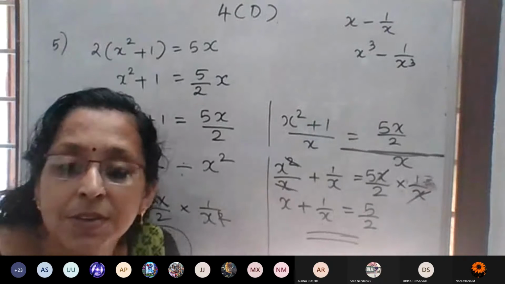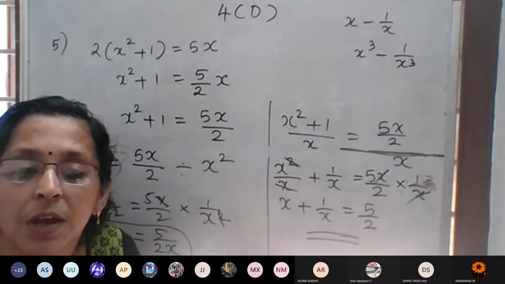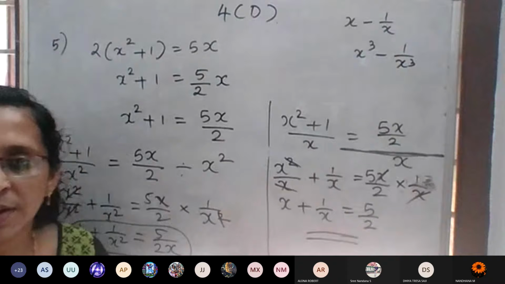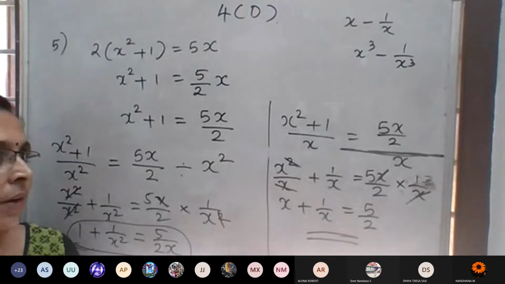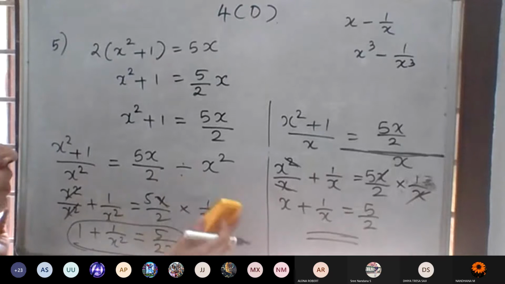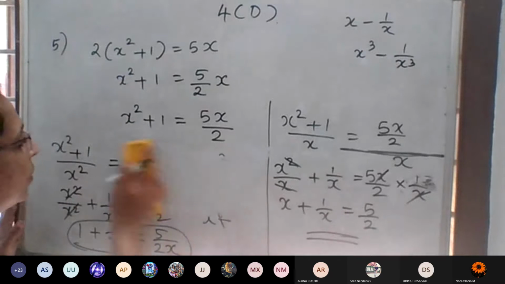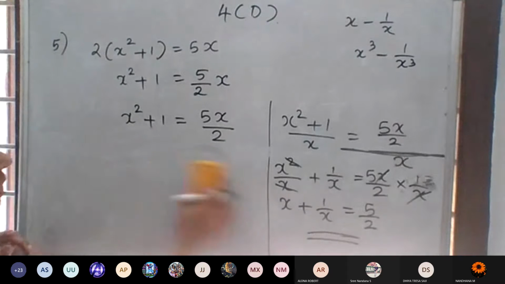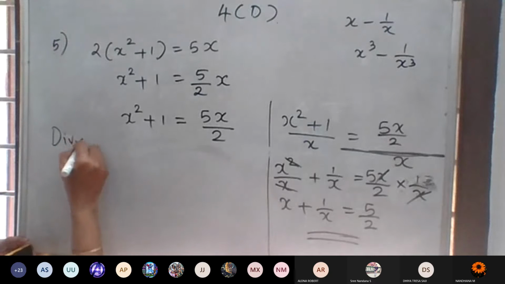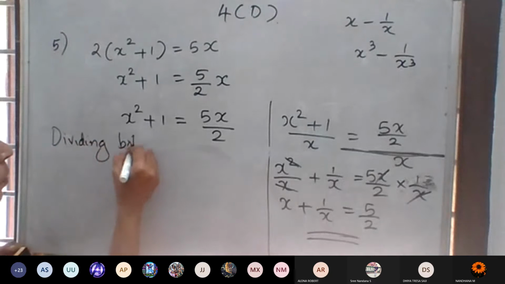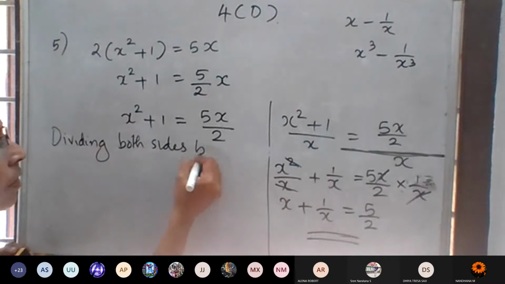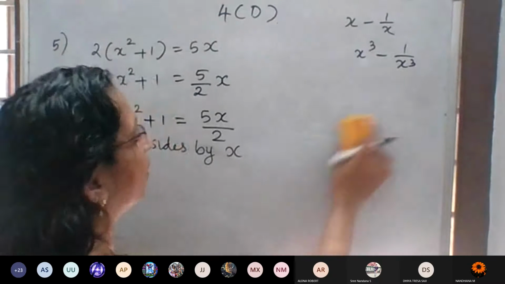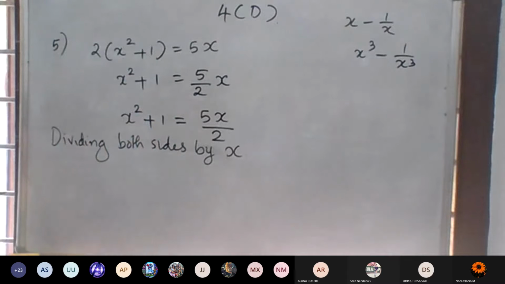So first we have to think which variable we have to divide, x or x square. Now you understood which number you have to divide. X square, if we divide, we won't get anything. We can't do anything, further steps we will not get. So dividing both sides by what? X. Understood? Right. Dividing both sides by x.